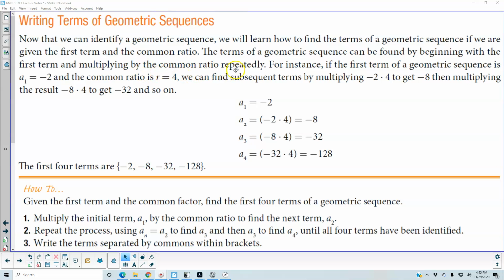So for instance, if the first term of a geometric sequence is -2 and the common ratio is 4, r is equal to 4, we can find subsequent terms by multiplying -2 times 4 to get -8, and then multiplying the result -8 times 4 to get -32, and so on.